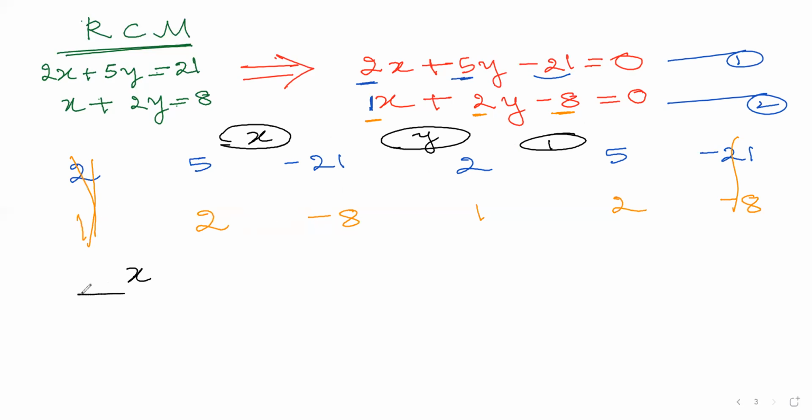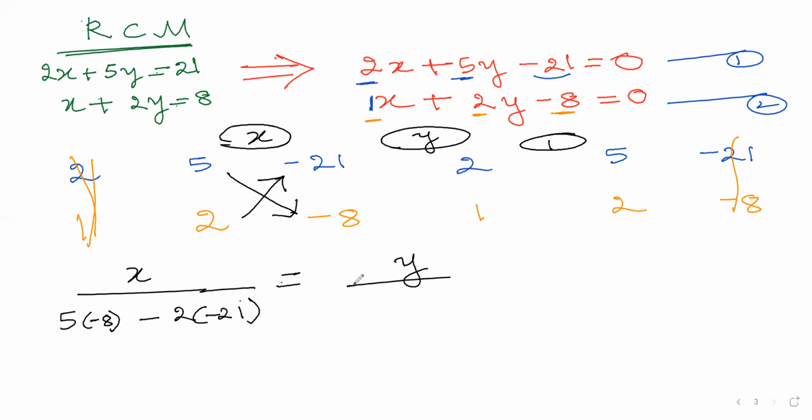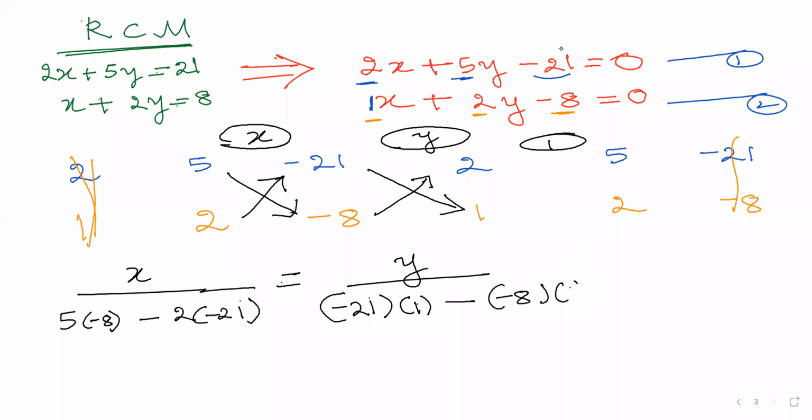Now I have to write x divided by this product minus this product, like cross multiplication. 5 into -8, minus 2 into -21, is equal to y divided by, now see, -21 into 1, that is this product, minus -8 into 2, -8 into 2.